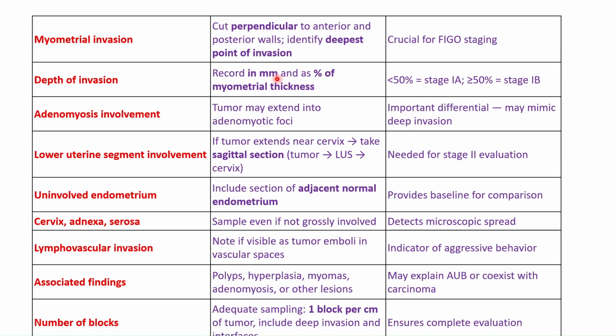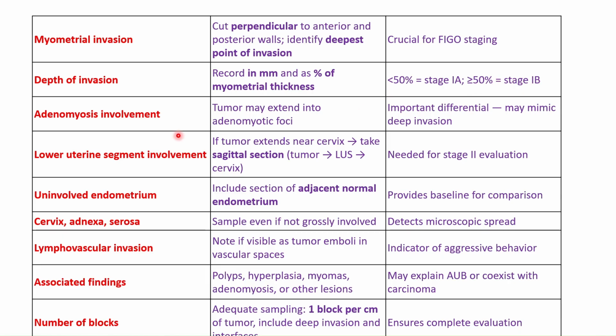Now for myometrial invasion, we have to cut perpendicular to the anterior and posterior walls and identify the deepest point of invasion, which is crucial for FIGO staging. Depth of invasion is recorded in millimeters and as a percentage of myometrial thickness, because less than 50% myometrial invasion is included in stage 1A, and if it is more than or equal to 50%, then it is stage 1B.